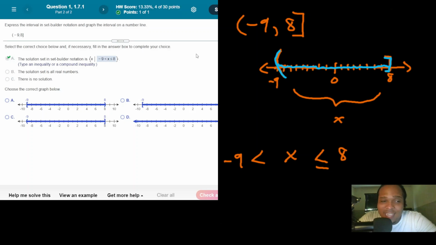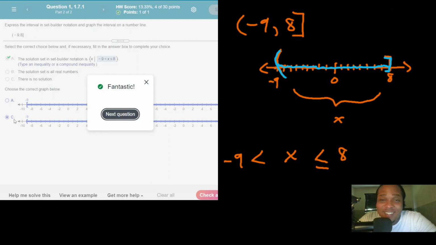The graph should look exactly like our graph. We should have a parentheses around the -9 on the left. There's one. These don't have parentheses, right? There's our parentheses with the -9, and then we're going to keep on going until we see the bracket around the 8. Do we have a square bracket around the 8? Yes, we do. So it has to be this one. All right, so far so good.